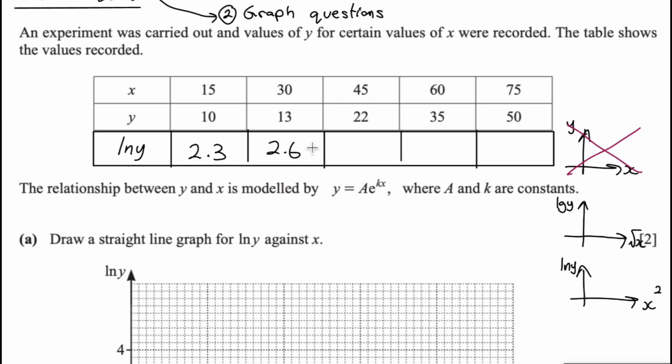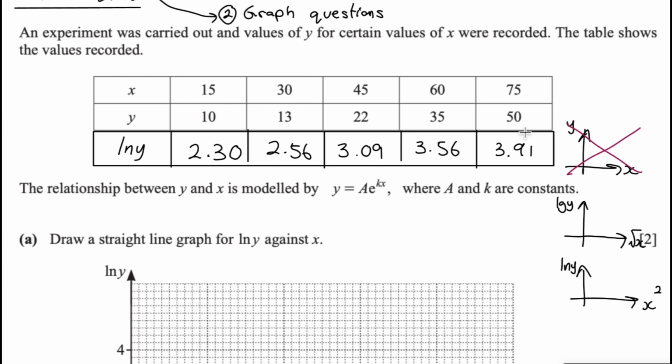And slowly but surely, you can kind of get the gist here. What I would recommend putting down at first is probably up to 2 decimal places. So I'll probably say this is 2.30, and the next one actually is 2.56. And you're going to do this for the rest of the table. So ln 22 would be 3.09, ln 35 would be 3.55 or 3.56 really, ln 50 would be 3.91. So now we have a table of values that we can use to actually draw the straight line graph.